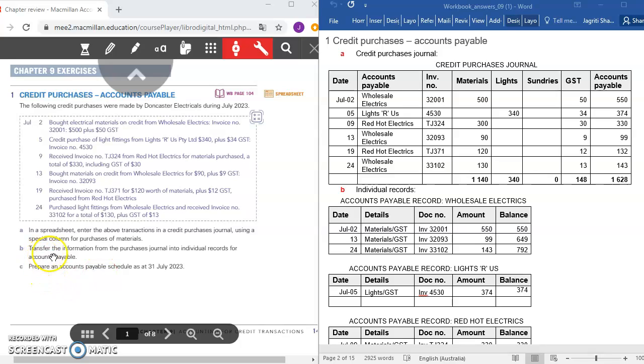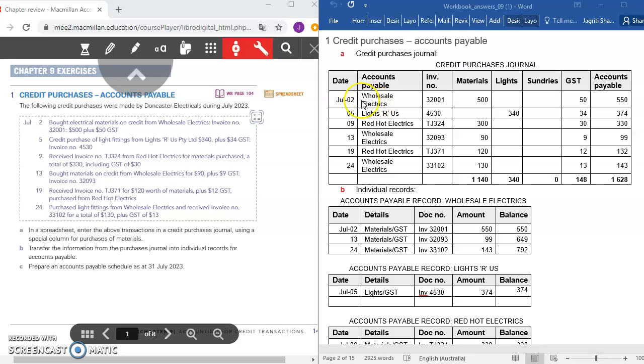Okay. Transfer the information from the purchases journal into individual records for accounts payable, and then prepare an accounts payable schedule as of 31st of July 2023. Okay, so let's get going. Let's look at first the credit purchases journal. So first of all, we need to make some columns here. The first column is always the date column, so they need to run in order. Okay, July 2nd, July 5th, 9th, 13th, 19th and 24th.